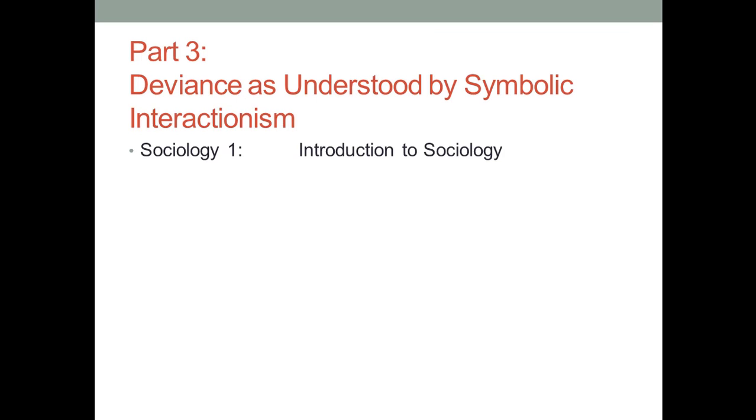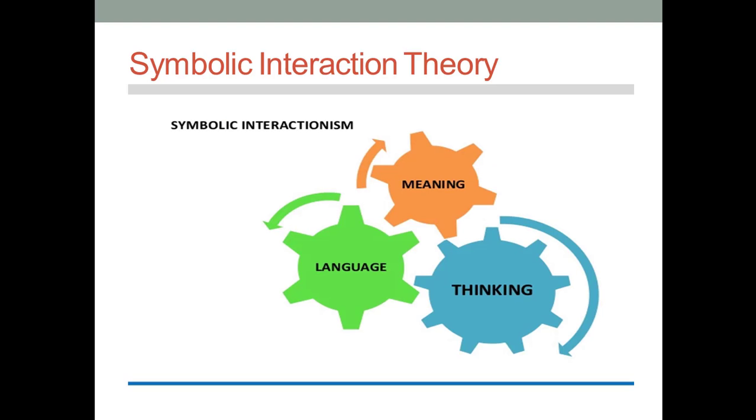Now we are in the third of our four-part series. Now we're going to look at symbolic interactionism. In the previous video, we looked at the other two macro theories, structural functionalism and conflict theory, to see what they would have to say about deviance. Now let's look at our one micro theory, symbolic interactionism, and they have some interesting things to tell us about deviance as well.